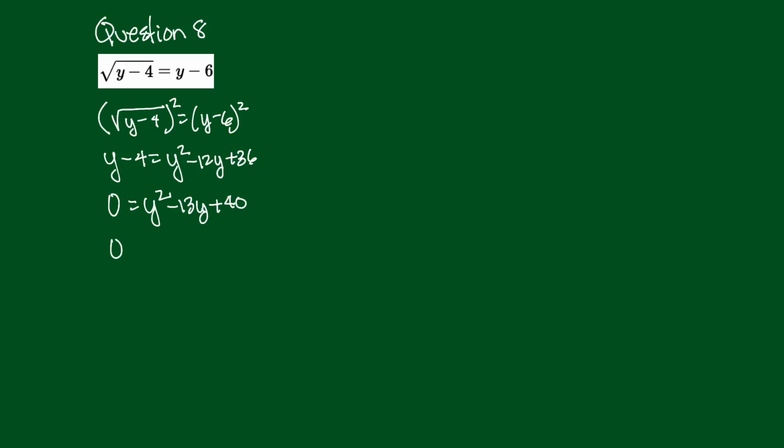Well, let's factor. 0 equals, all right, y and y. Now, 40 and 1 doesn't work. 20 and 2 doesn't work. 10 and 4 doesn't work, but 8 and 5 works. So 8 and 5, the 40 is positive, so they have the same sign, which is that middle minus sign. So I get 2 potential solutions here, 8 and 5. Let's check them both.